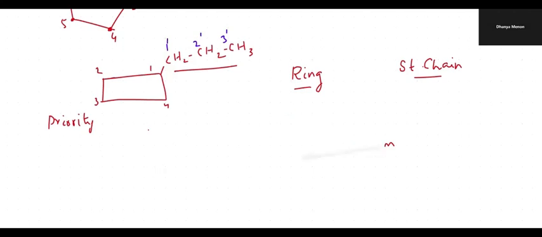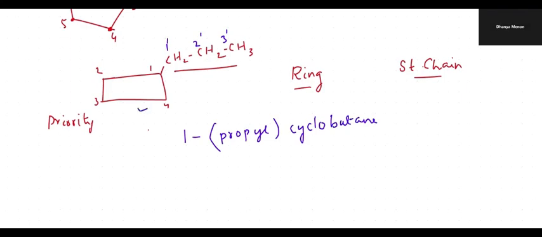So at the first position, we have propyl, because it's a straight chain, so nothing else to mention, propyl. Then here the root word is butane. We use cyclo because this is a cyclic substance. Okay.